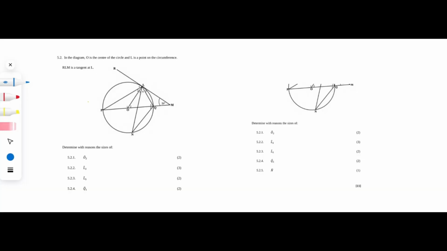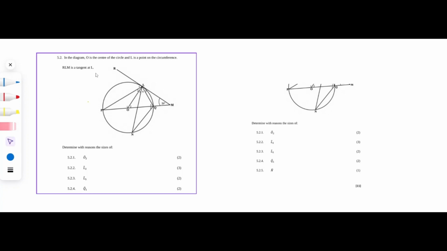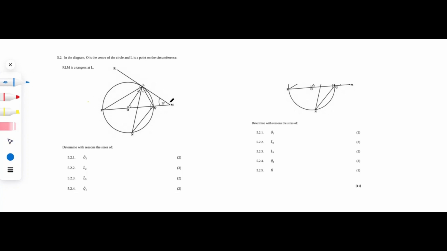So 5.2, they tell us in the diagram we have O. O is the center, okay? So O is the center. And just like I've explained previously, I always recommend this. You need to write down a few of the theorems that apply to your center. We know about our radius line. We know about our diameter. We know about line from center to midpoint of chord. And we know about angle at center twice as much as angle at circumference.